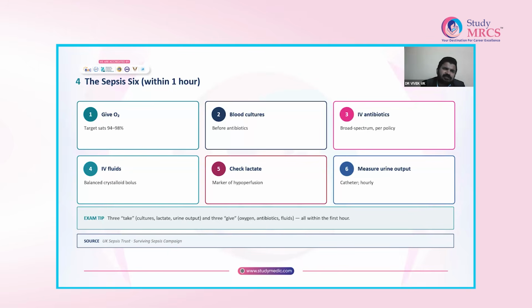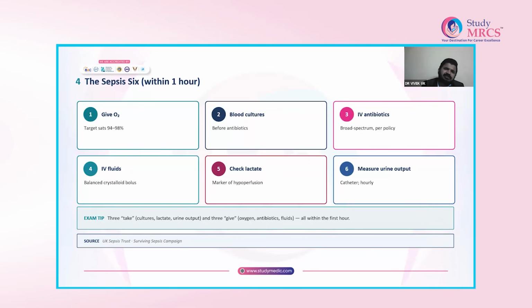You have to give the high flow oxygen to maintain the target saturation between 94 to 98%. You have to give the intravenous fluid. You can give the bolus dose of balanced crystalloid, that is around 250 to 500 ml. Then you have to give the IV antibiotics.